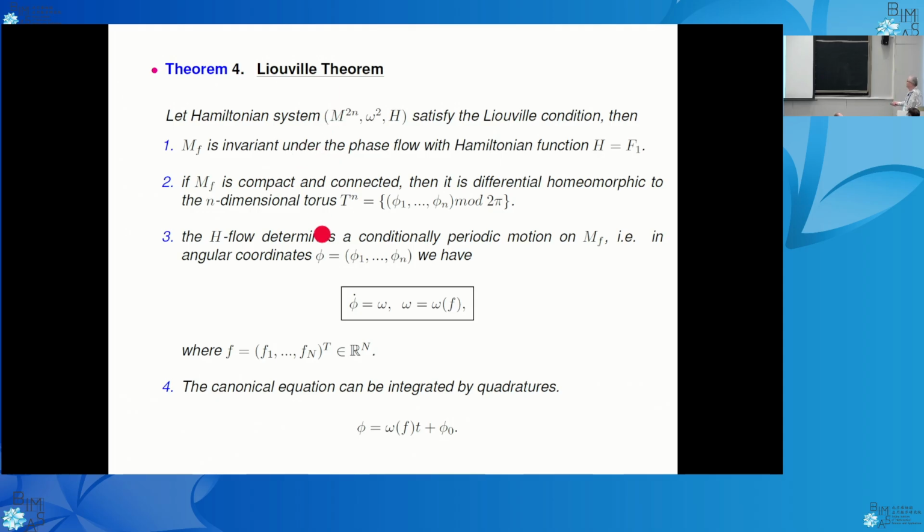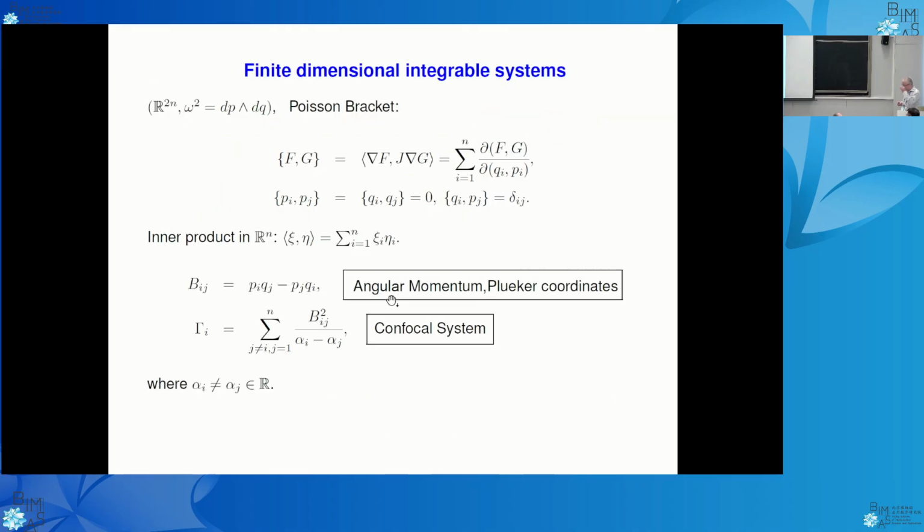The third part: suppose you already have results number 1 and 2. Then the third part is that on the angular coordinates, as new coordinates phi 1, phi 2, the system is completely integrable, because this is already a linear system. So number 4 automatically results from number 3. So this is a Liouville system.